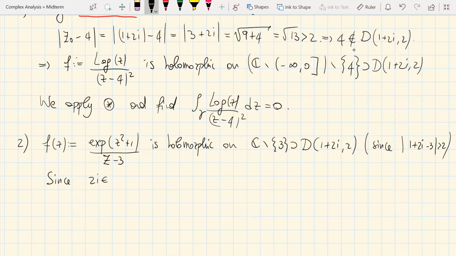2i belongs to the interior of the disk. For this you just have to check that the absolute value of 1 plus 2i minus 2i is less than 2. And this is clear because this is equal to 1. Then we apply the second formula.